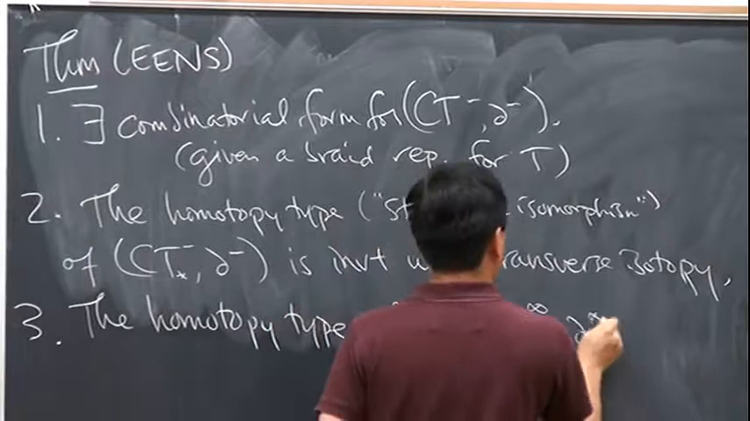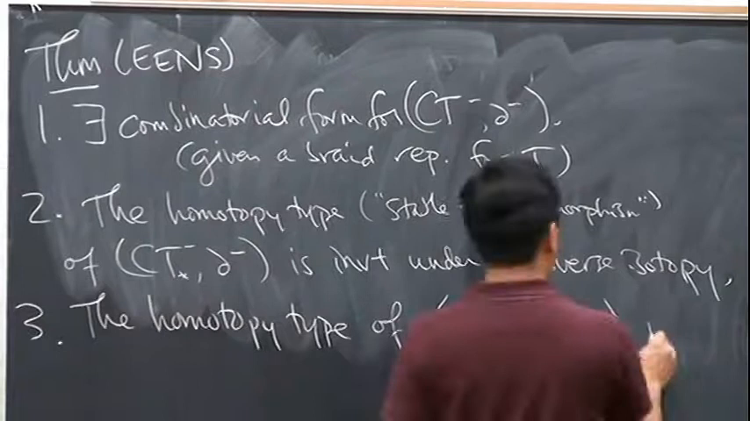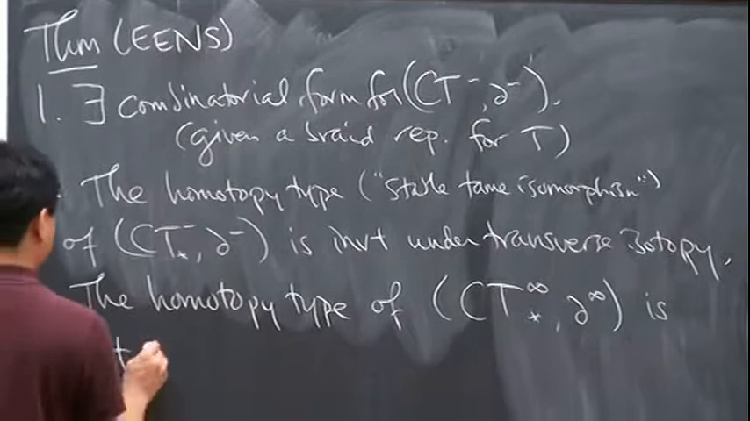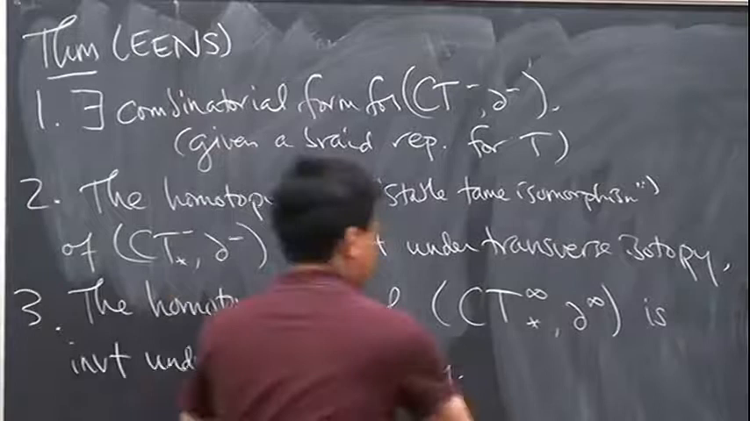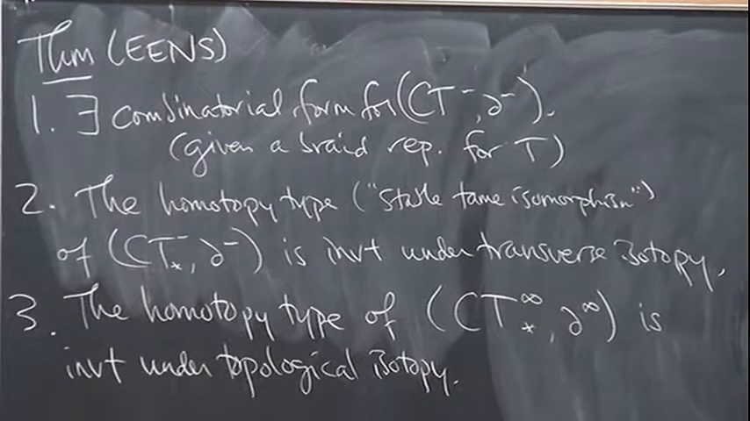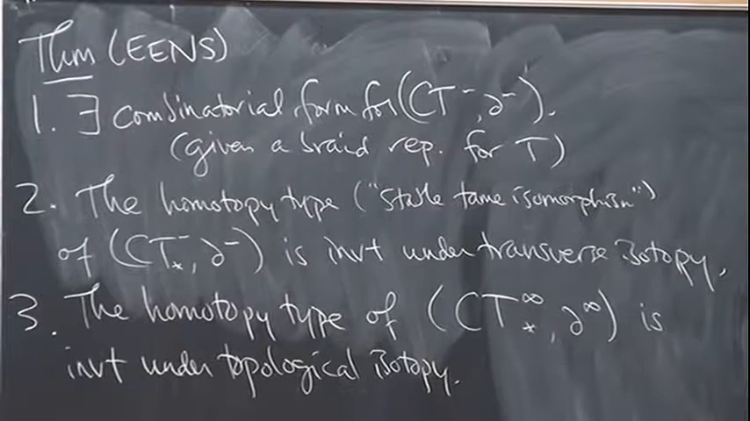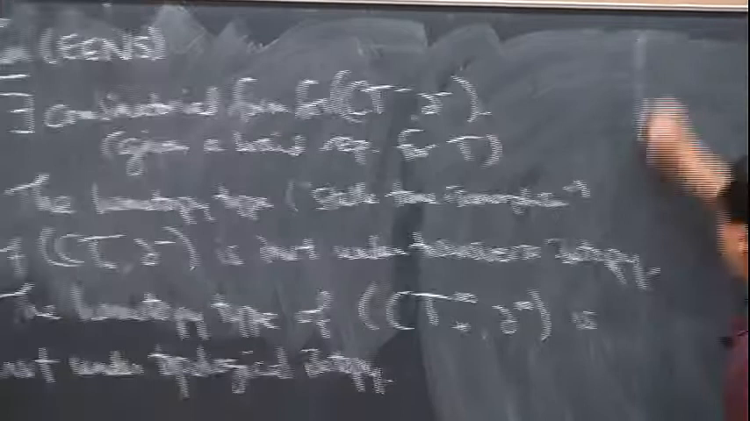CT infinity is invariant not just under transverse isotopy, but actually under any topological isotopy. So I should explain what this thing is. But this, again, just uses the regular Markov theorem. You just have to check that the homotopy type of this thing is also invariant under negative stabilization.